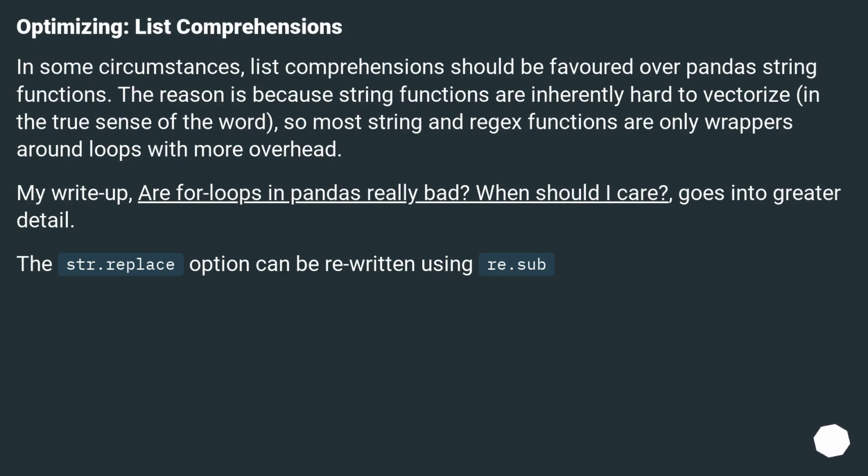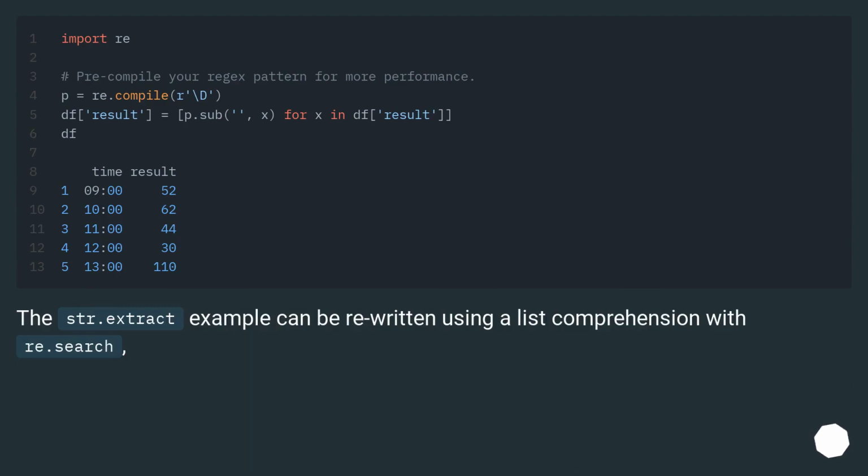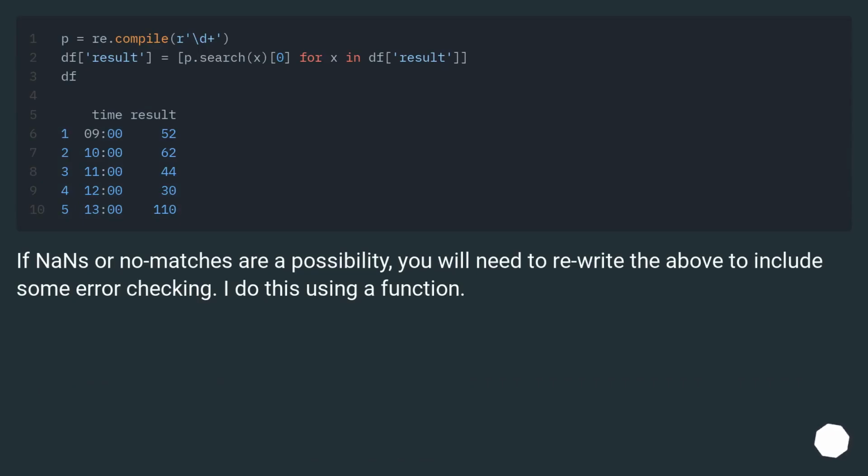The str.replace option can be rewritten using re.sub. The str.extract example can be rewritten using a list comprehension with re.search. If nans or no matches are a possibility, you will need to rewrite the above to include some error checking. I do this using a function.